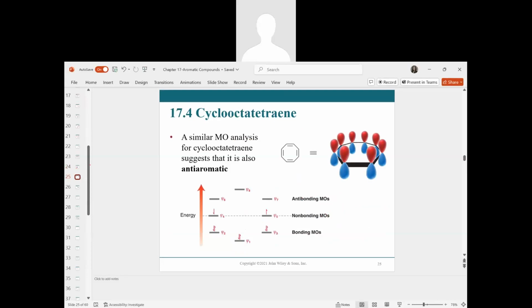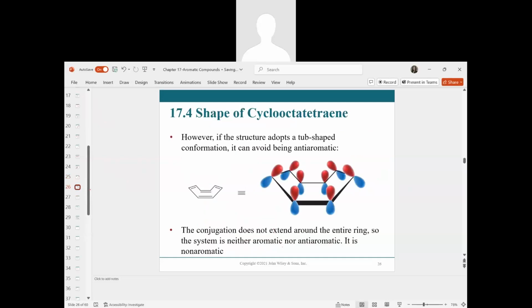With cyclooctatetraene, we see something very similar. These 3 lowest energy bonding molecular orbitals have paired electrons, they're full, but we see 2 unpaired electrons here in 2 different non-bonding molecular orbitals. So once again, this would suggest this compound is anti-aromatic. We can also say that this structure would not be aromatic because of the tub-shaped conformation it adopts; because of other steric factors, it avoids being aromatic.